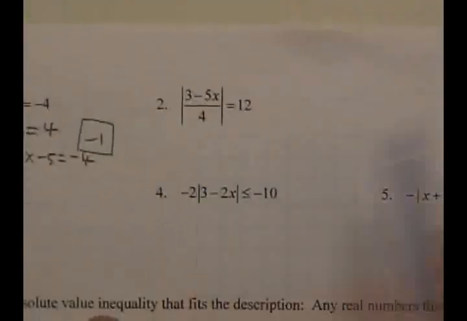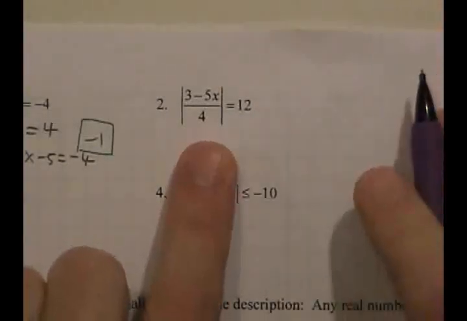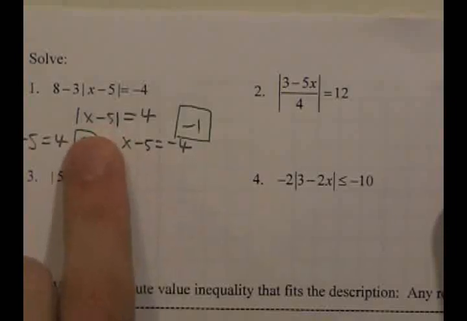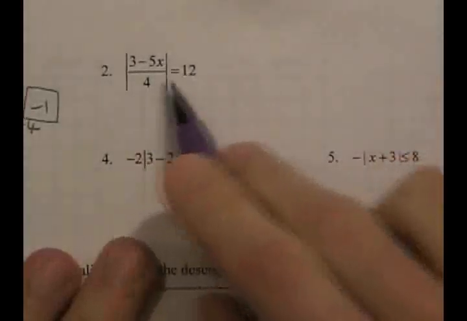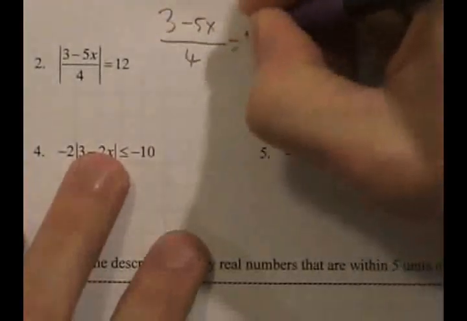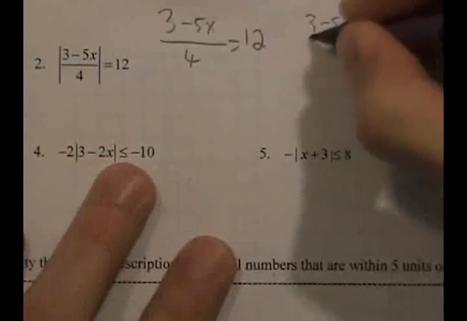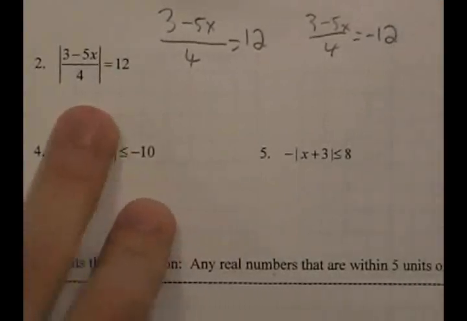For number 2, there's nothing else to really solve for. We're going to treat this one the same way that we treated the other one by the time we got to this point. So all that you do is drop the absolute value bars and set the inside expression equal to 12 and its opposite, and then just solve it like a regular equation. So we want (3 minus 5x) divided by 4 to equal 12, or we also want (3 minus 5x) divided by 4 to equal minus 12. Either of those will make the absolute value statement true.